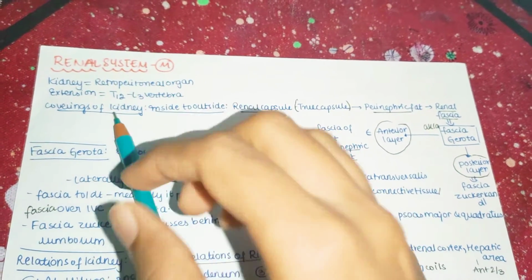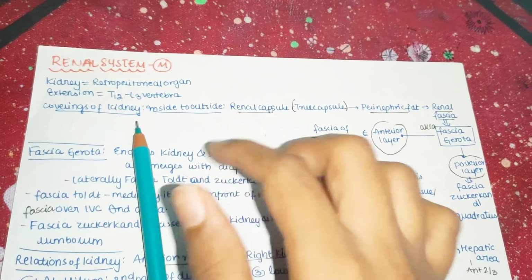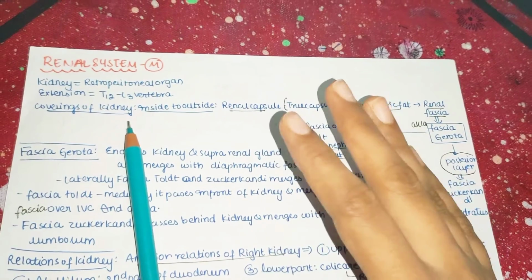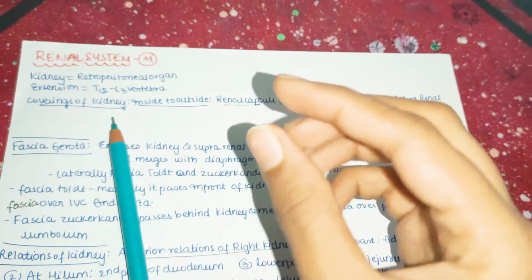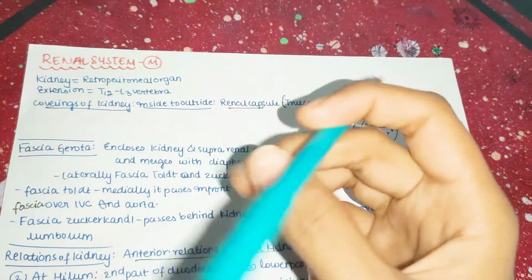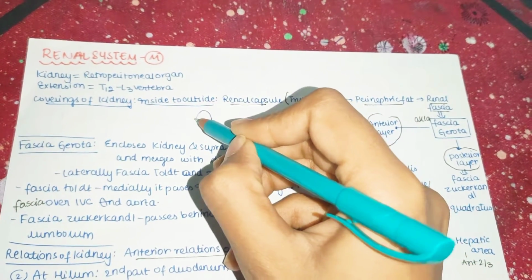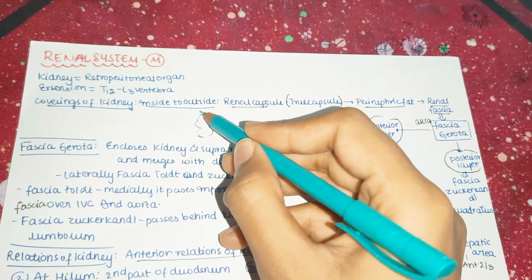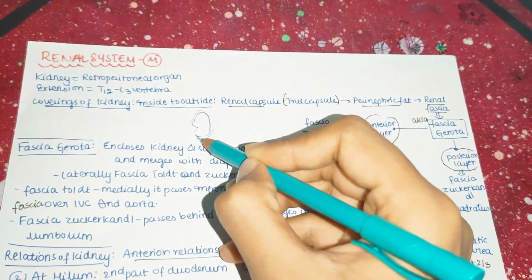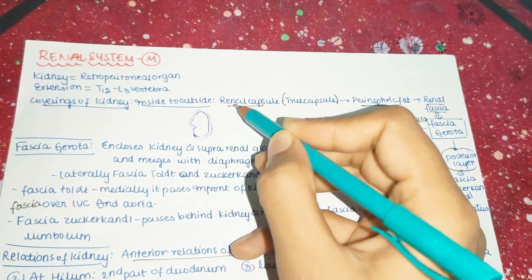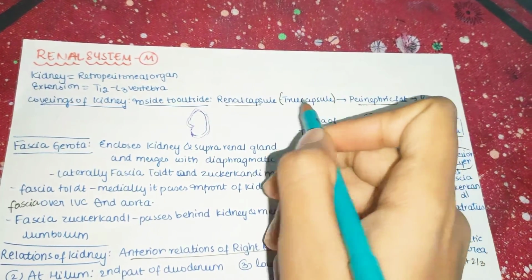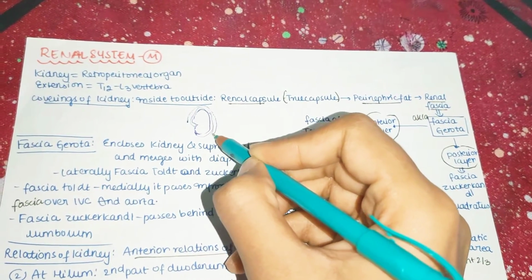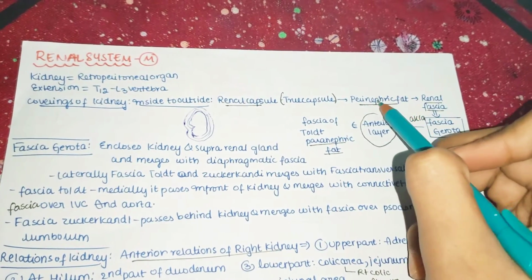And what are the coverings of the kidney? The kidney is covered by 1, 2, 3, 4, so in total 4 layers, from inside to outside. Let us draw a kidney-like structure. The first layer, from inside to outside, is the renal capsule around the kidney, which is intact with the kidney. This is also called the true capsule. After that you have some fat, that is the perinephric fat, so the second layer is perinephric fat.